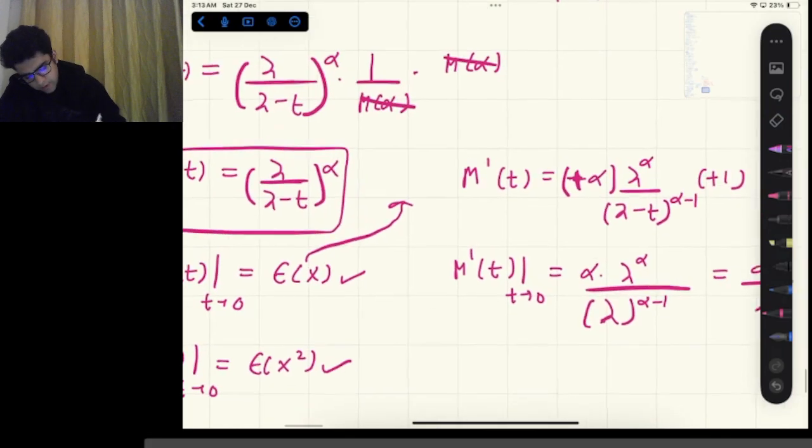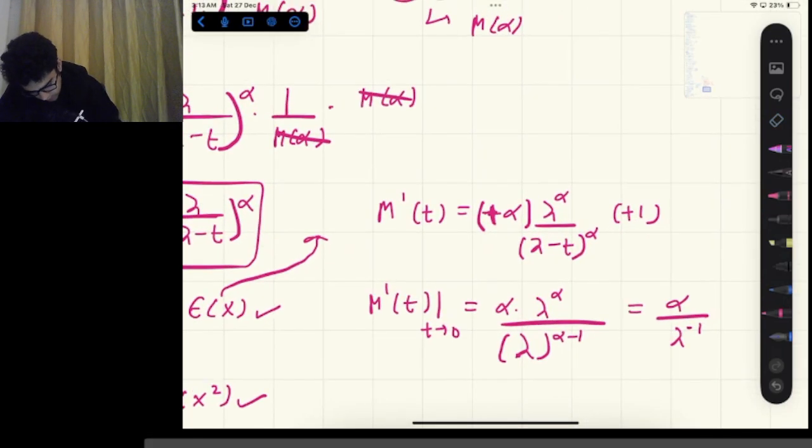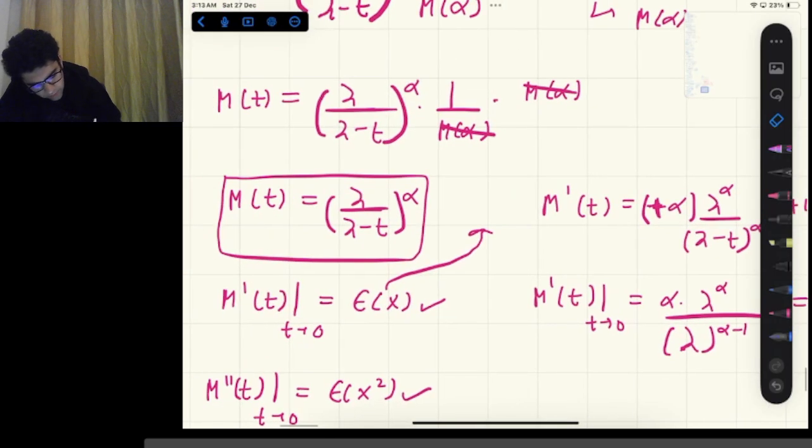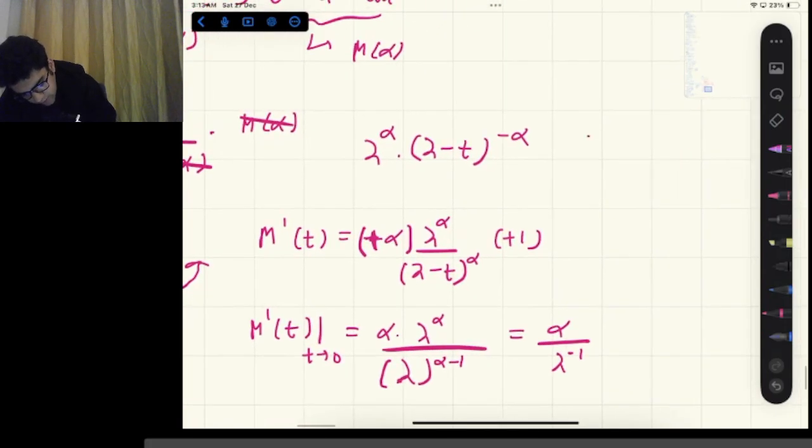Wait a minute. This becomes alpha minus 2, right? Sorry. After differentiating, this becomes alpha minus 2. Wait a minute, alpha. This was alpha, right? So if I just differentiate, this becomes lambda to the power alpha, and this is lambda minus t to the power minus alpha. Now we differentiate: lambda to the power alpha is a constant, and this gives me lambda minus t.